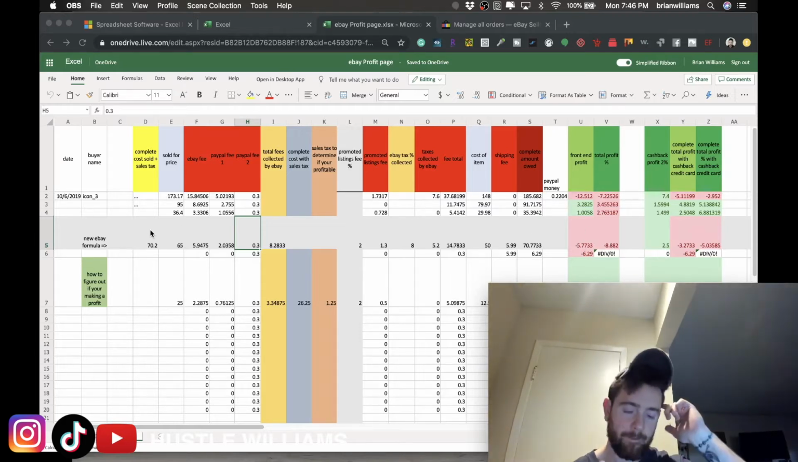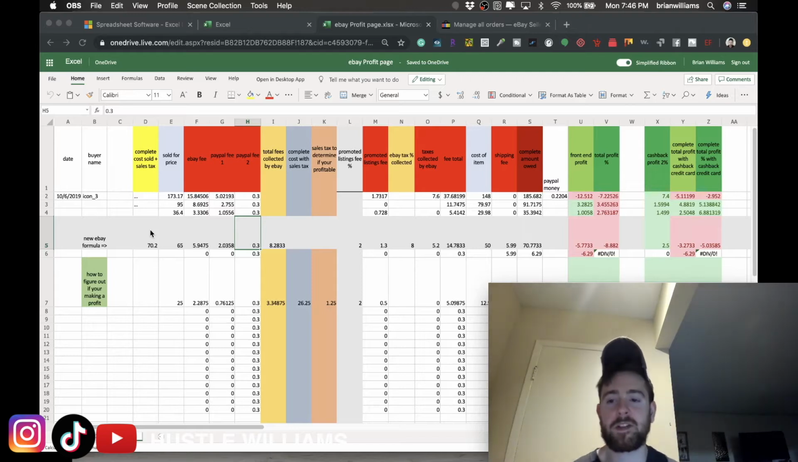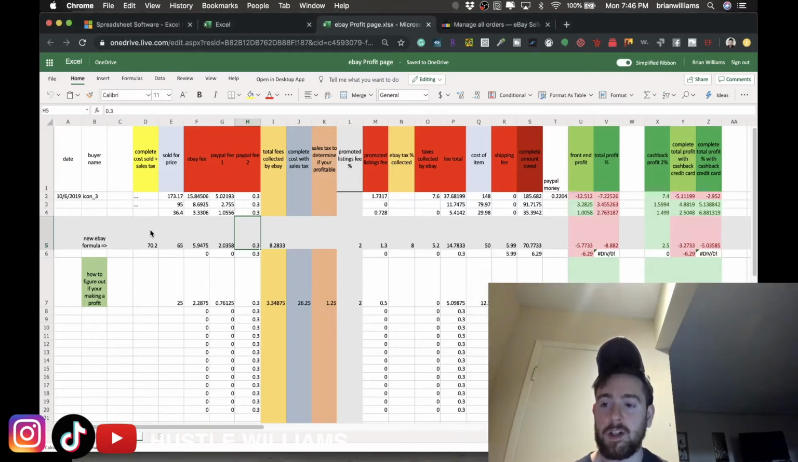So as you know, eBay basically changed up how they are now charging for a lot of their items. A lot of their items now have sales tax that's collected on top of it. So I just wanted to make this a little simple and easy for you guys on what I started to do to figure out my actual profits now that sales tax was involved. So over here on the left-hand side, you have what's called your complete cost sold plus sales tax. In here, I used this information, and I was able to locate the amount of sales tax on my orders page, and I plugged it right here.